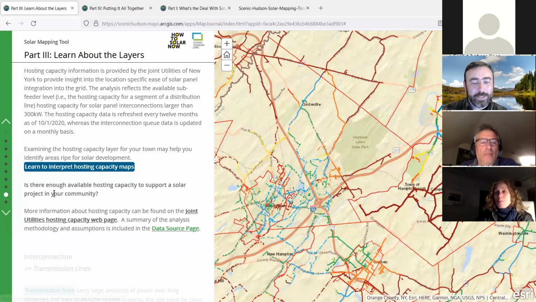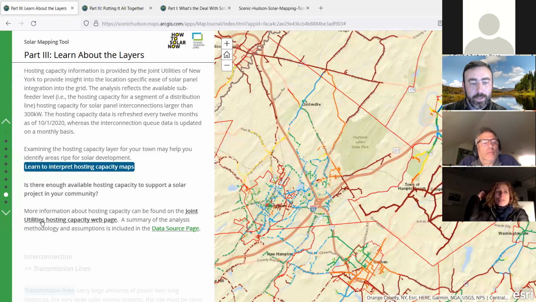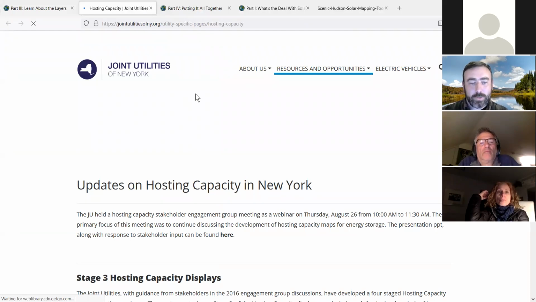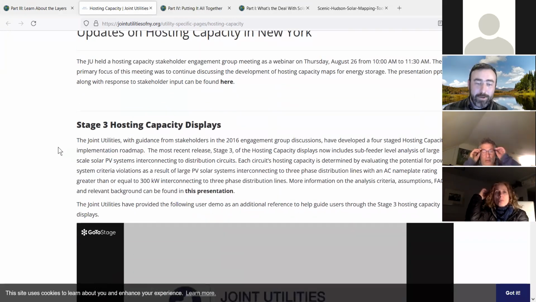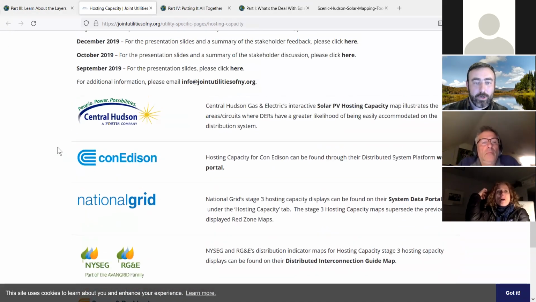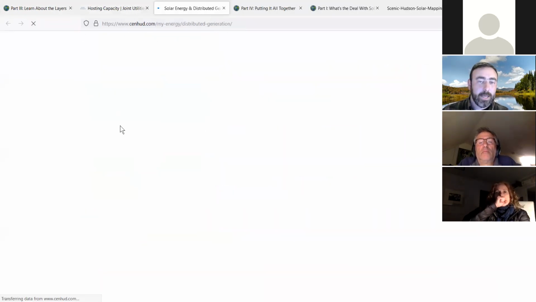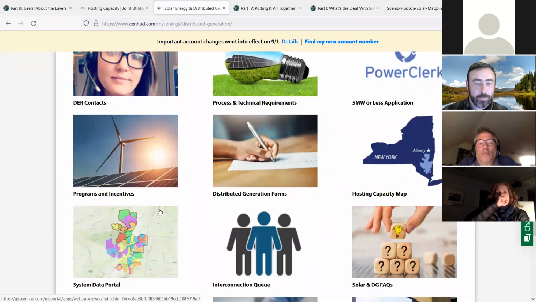These are good questions. I just want to add quickly to Melissa's point. I've gone back to part 3 here, in our hosting capacity section down at the bottom. There is a link to the hosting capacity page of the joint utilities. This is the group where all the utilities get together in one room and figure out hosting capacity maps. If you scroll down here, you can get through to, for instance, Central Hudson's map. Some of the utilities map substations, some of them don't.